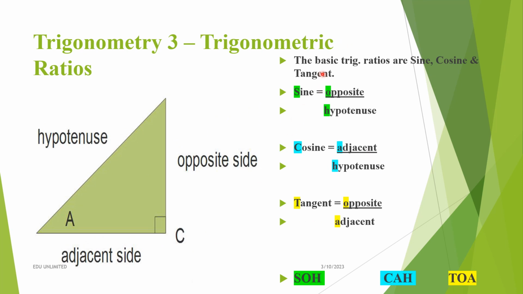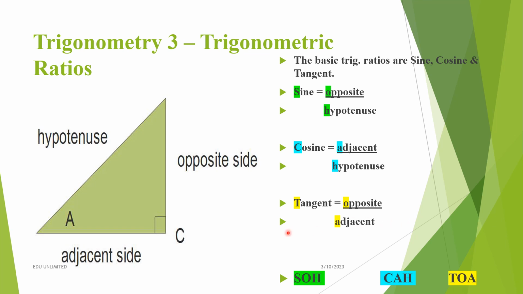The basic trig ratios are sine, cosine, and tangent. The formula for sine is equal to the length of the opposite side divided by the length of the hypotenuse. The formula for cosine is the length of the adjacent side divided by the length of the hypotenuse. And the formula for tangent is the length of the opposite side divided by the length of the adjacent side.